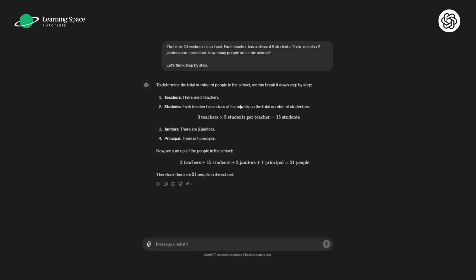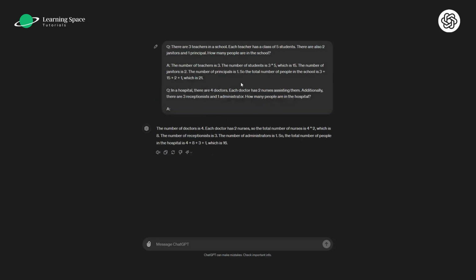Now let's ask the AI model a little bit more complex question. Over here, I'm trying to build the chain of thought process with the AI model. Now this part of the prompt is already sorted. But now I'm asking, in a hospital, there are 4 doctors. Each doctor has 2 nurses assisting them. Additionally, there are 3 receptionists and 1 administrator. How many people are in the hospital?